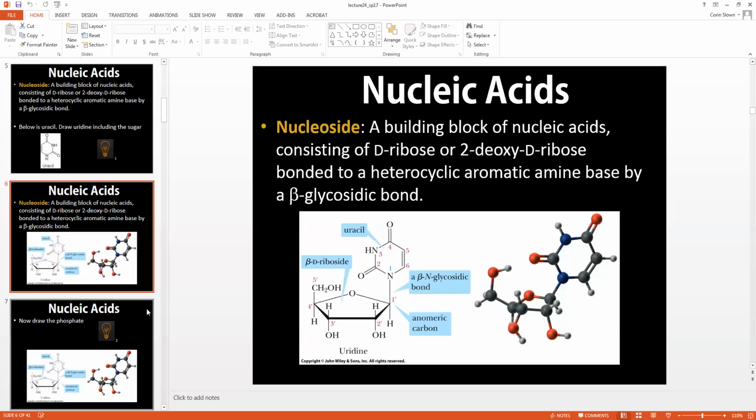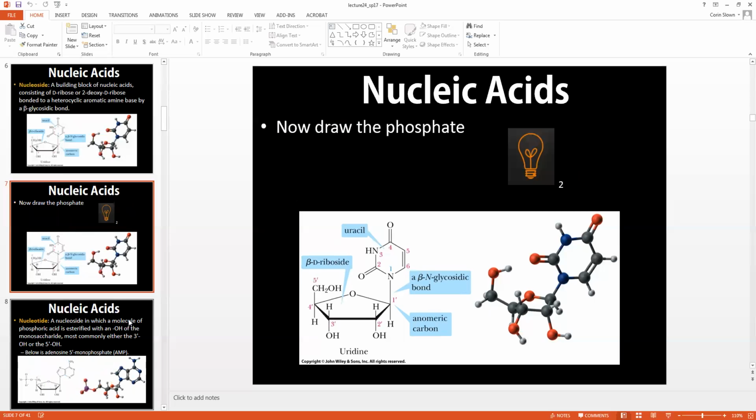So a nucleoside is a building block of nucleic acids consisting of the D-ribose or 2-deoxy-D-ribose, depending on whether it is RNA or DNA, bonded to a heterocyclic aromatic amine base by a beta-glycosidic bond. So the beta-glycosidic bond is the anomeric bond, that's at the 1 carbon, connected to the base. This is our beta D-riboside. It's beta, again, because this bond is up. And then this is our base uracil. So if we add the phosphate then, we need to think about where that phosphate will add. So again, press pause. Think about where you could form a bond to phosphate.